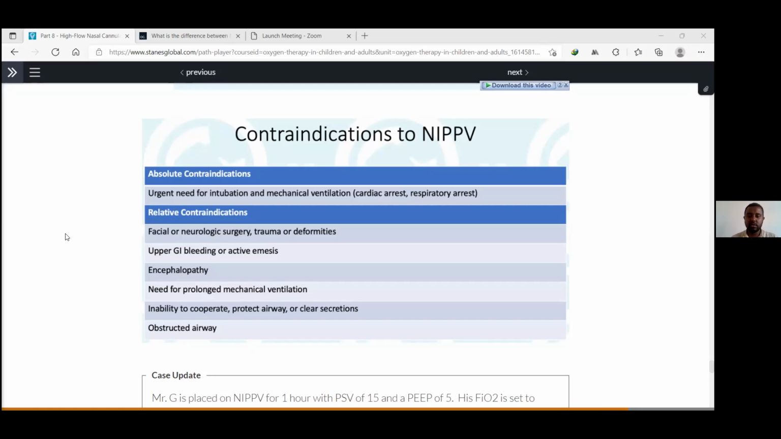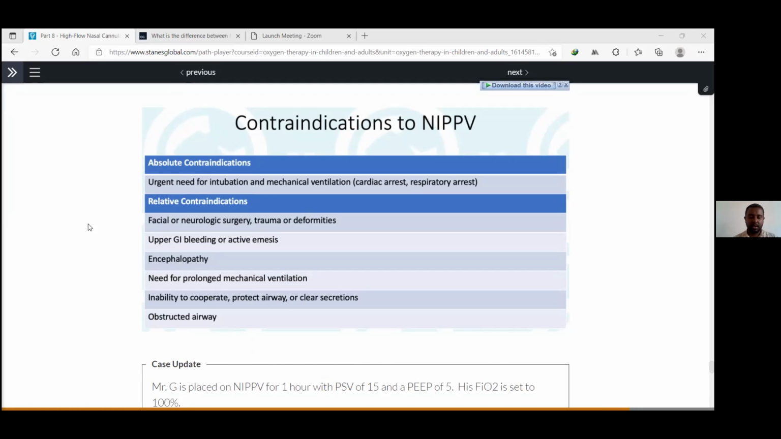And the relative contraindications include facial or neurologic surgery, trauma or deformity, upper GI bleeding, encephalopathy, need for prolonged mechanical ventilation, inability to cooperate, protect airway, and clear secretions. And last but not least, obstructed airways are some of the contraindications to non-invasive positive pressure ventilation. I think you have all mentioned it. Thank you again.